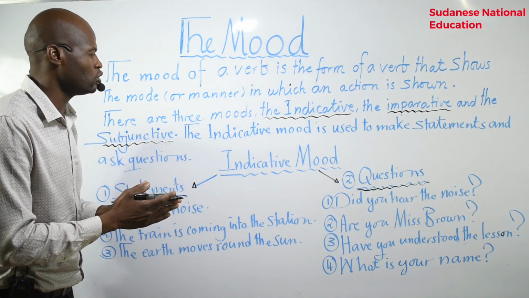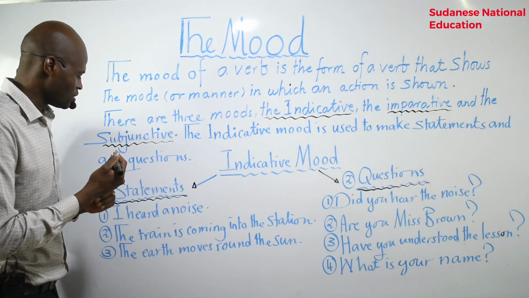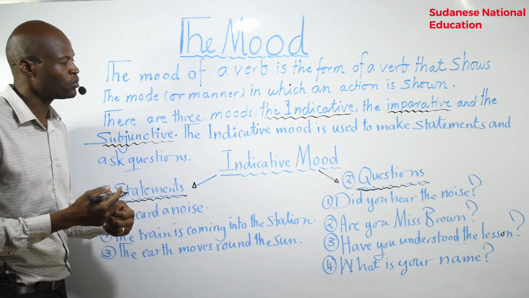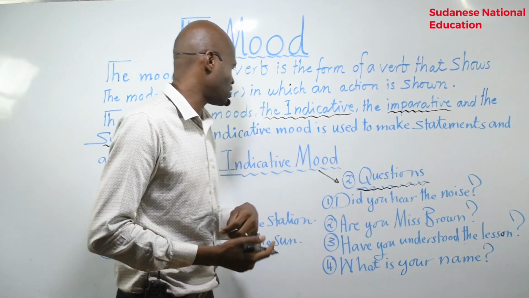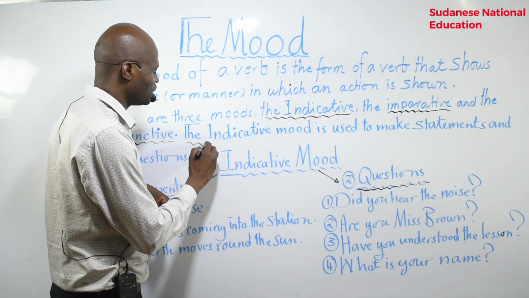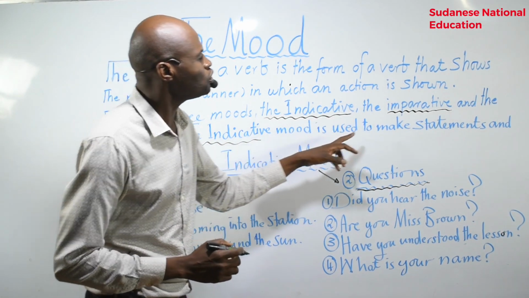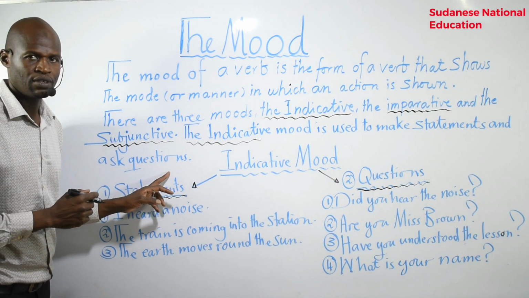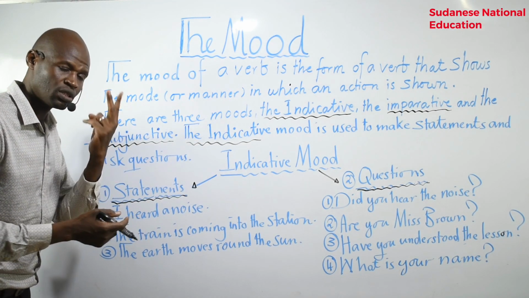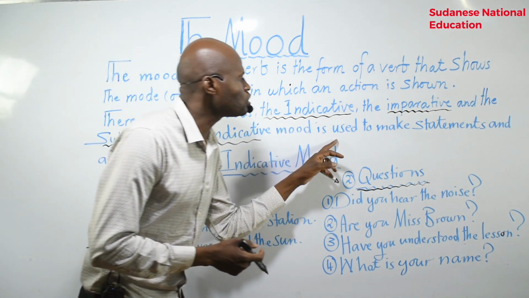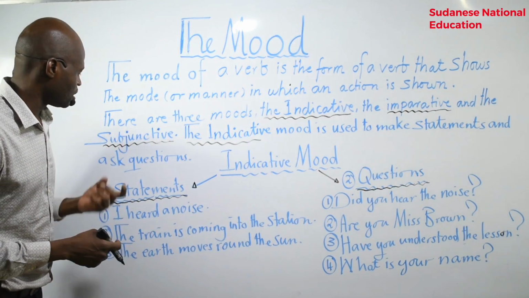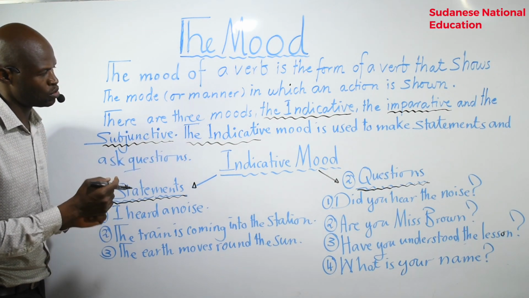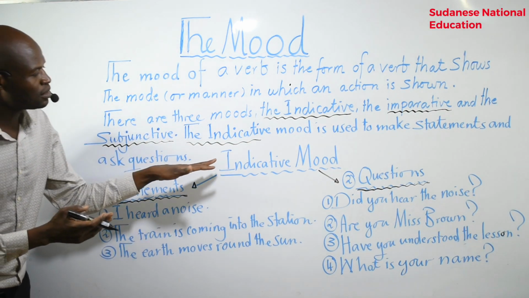The indicative mood shows two types of sentences. We express statements under indicative mood, and also we express questions. The indicative mood is used to make statements and ask questions. We use the indicative mood in two ways: we use it to make statements, and also we use it to ask questions. Let's consider these two types of sentences under indicative mood.